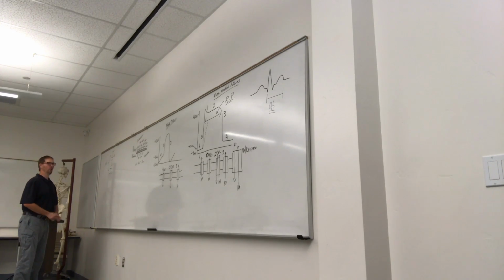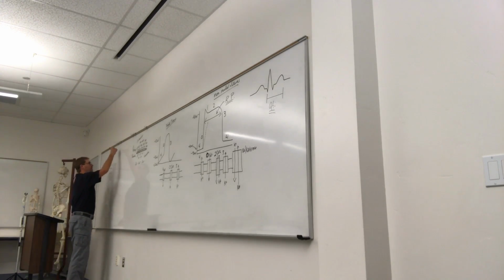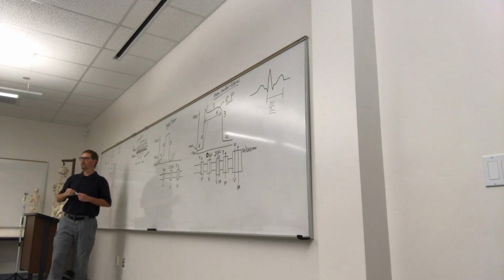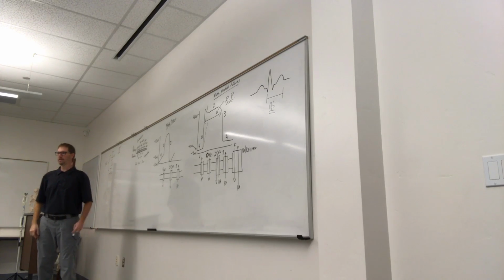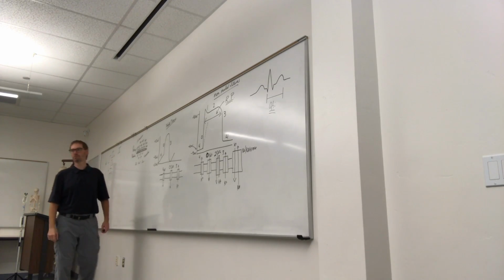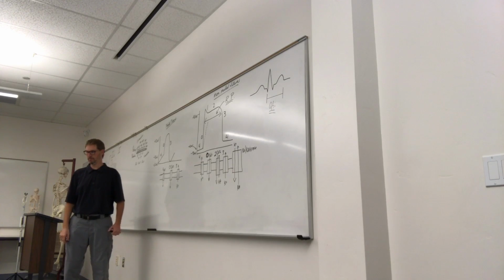Fast, intermediate, and slow. Okay, and then we move on to class 2 agents. What are the class 2 agents? These are the beta blockers, right? The beta blockers, where do you suppose most of the effects of your beta blockers are going to be?